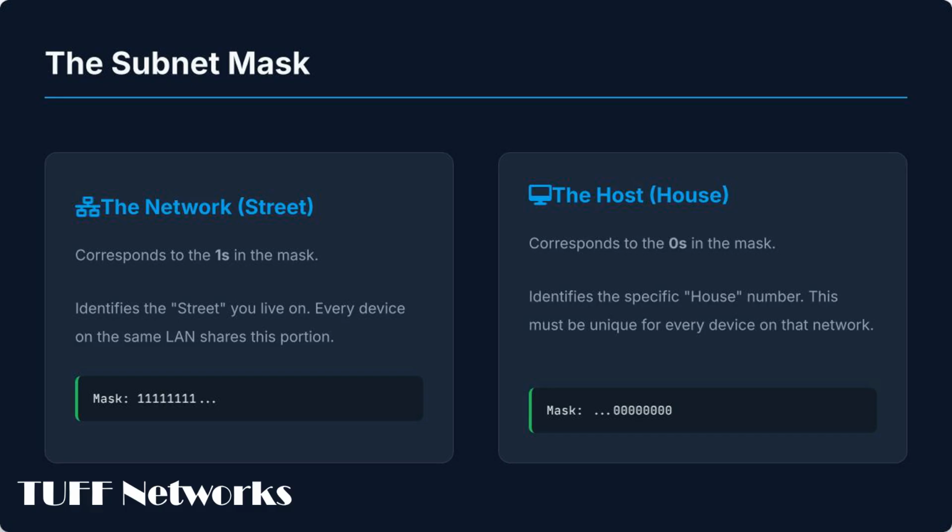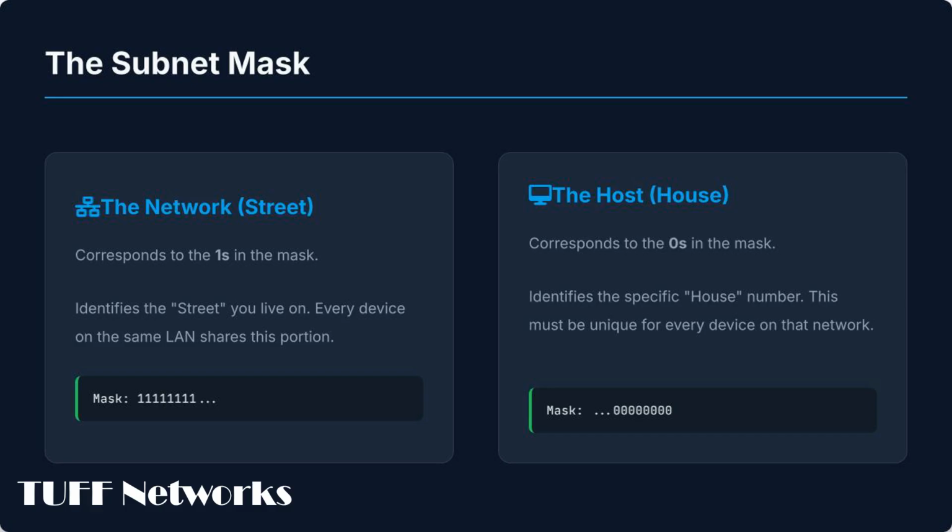Because routers do not make decisions based on decimal numbers. They make forwarding decisions based on binary logic operations. If you don't grasp the binary, the concept of a subnet mask will always feel like magic. We want it to feel like engineering.